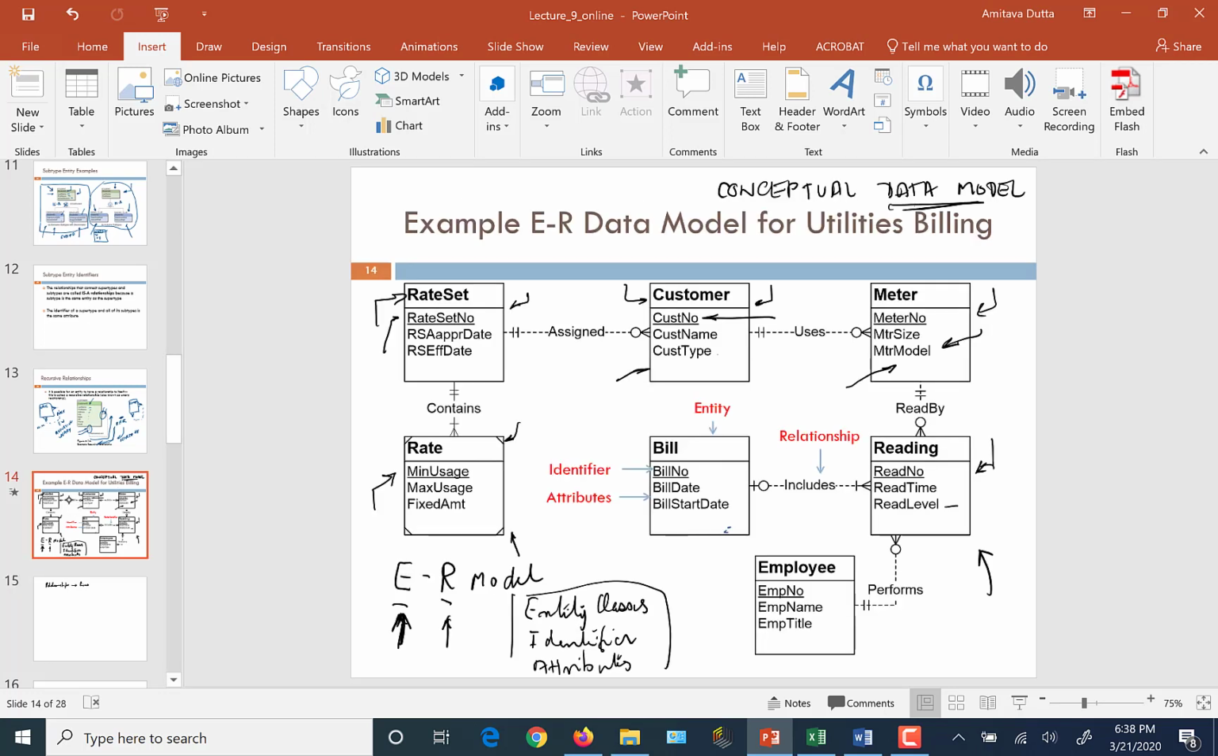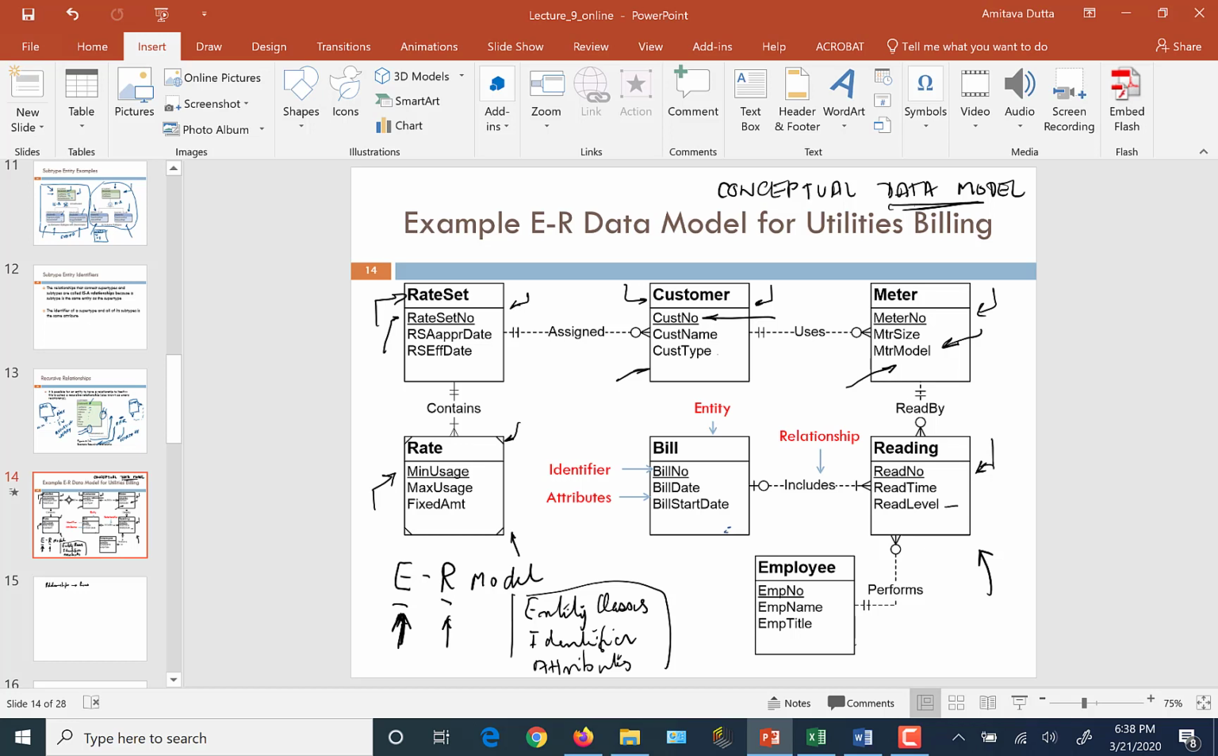You can see a line from rate set to customer. You can see a line from customer to meter. By the way, by looking at the different entities, I hope you have inferred that the application for which this database is being built is some kind of utility billing. So you have customers and they consume utilities. The utilities could be gas, electricity, or water. And there are different meters for the customer: a water meter, a gas meter, there may be an electric meter. These meters are read periodically, maybe every month, maybe every two to three months, by employees of the utility company, from which bills are generated.